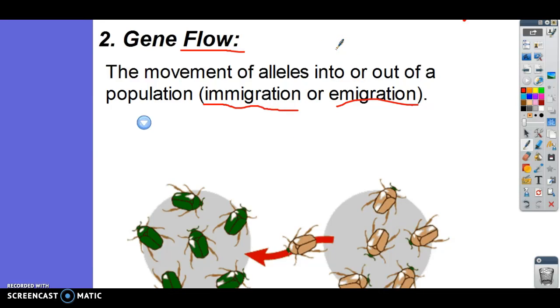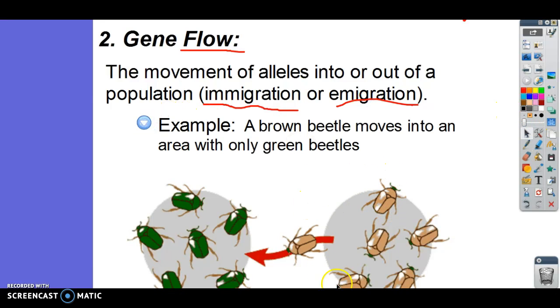Animals do that. You guys kind of do this. Sometimes later on in your life you'll get a job in another state, so you'll move, and there will be people there, a new population of people. So the example I have here, if you want to write down this example, you can. It's up to you. So we have a brown beetle population here. Let's pretend that this brown beetle hitches a ride.